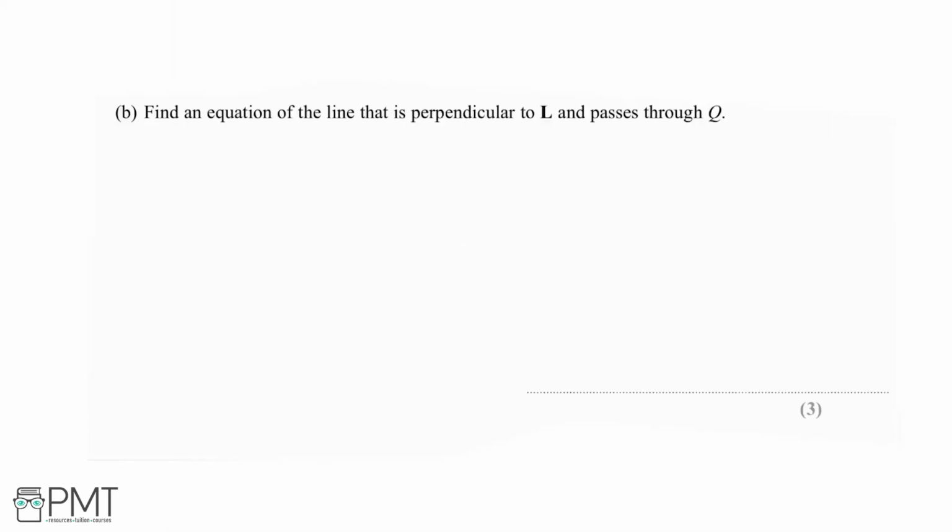Now part B says we need to find an equation of the line that is perpendicular to L and passes through Q. Now the first thing I'm going to do is find an equation for the line L. So to do that, we need 2 points that go through the line. So I've got Q and P. And let's work out the gradient.